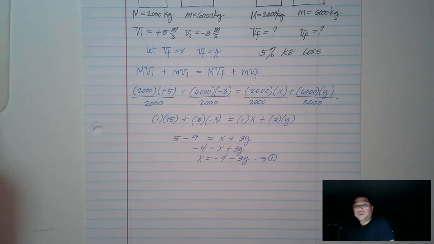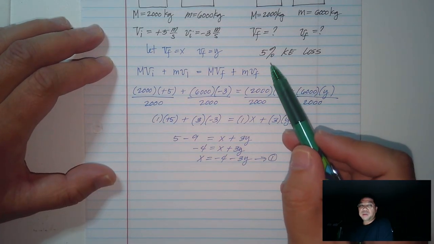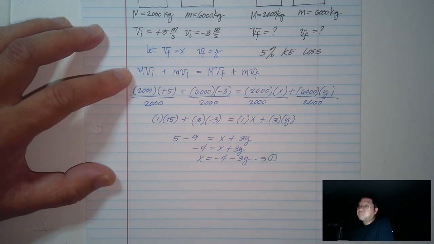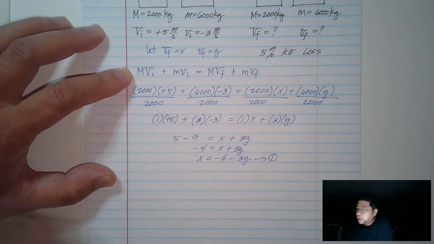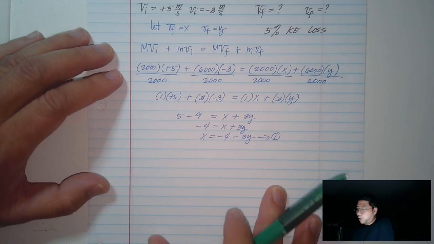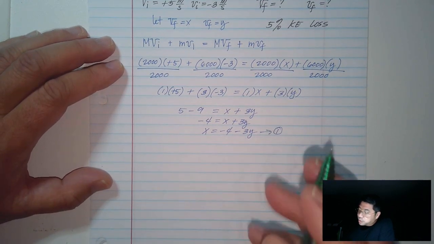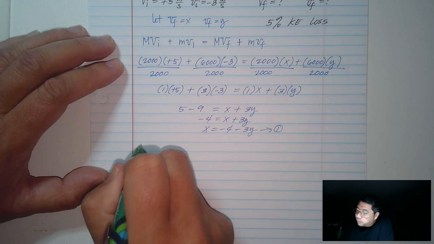If you notice, we have two unknowns, x and y, the final velocity of the first object and the final velocity of the second object. In our math class, if we have two unknowns, one equation is not enough, so we must establish a second equation. We should also consider that just using the law of conservation of kinetic energy without allocating that 5% kinetic energy loss will not work. So let's analyze two sections of the collision, starting with the before collision part.